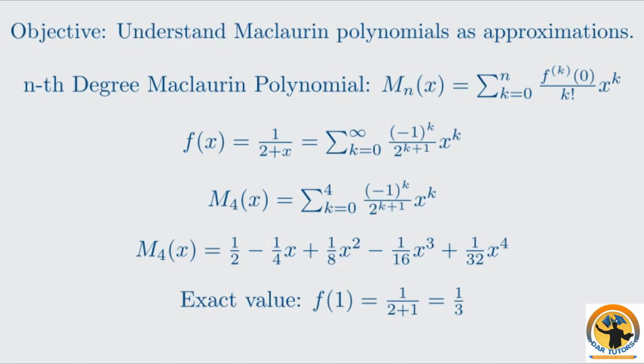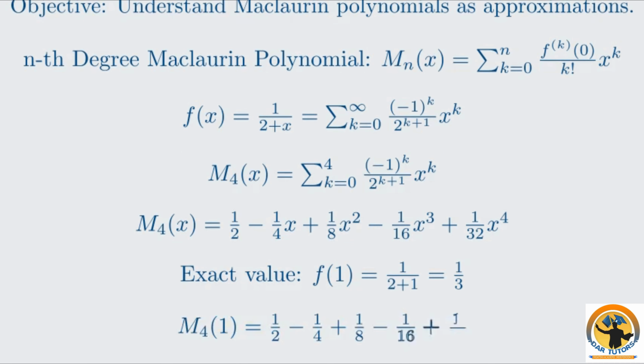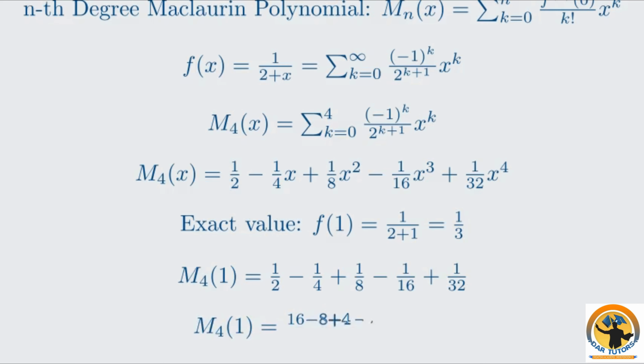Now let's evaluate our polynomial approximation at x equals 1. M sub 4 of 1 is 1 over 2 minus 1 over 4 plus 1 over 8 minus 1 over 16 plus 1 over 32. To add these fractions, we find a common denominator, which is 32. This gives us 16 minus 8 plus 4 minus 2 plus 1 all over 32, which equals 11 over 32. So our approximation is 11 over 32.